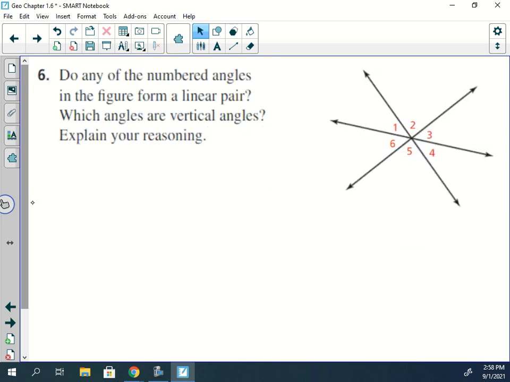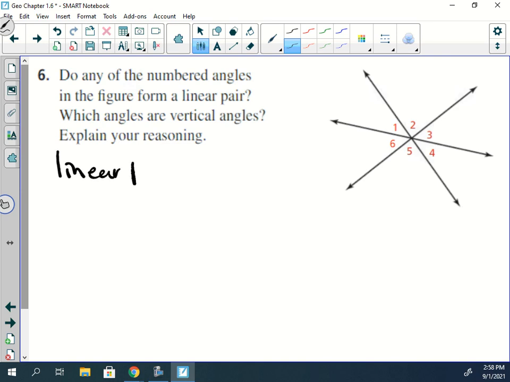I want to skip that one and go to 6. I want to look at this here, these vertical angles and linear pairs. So which two angles make a linear pair? Because none of these two angles make a straight line. Because we need 3 to make a straight line. So this does not work no matter how we set it up. So this here does not have any linear pairs.